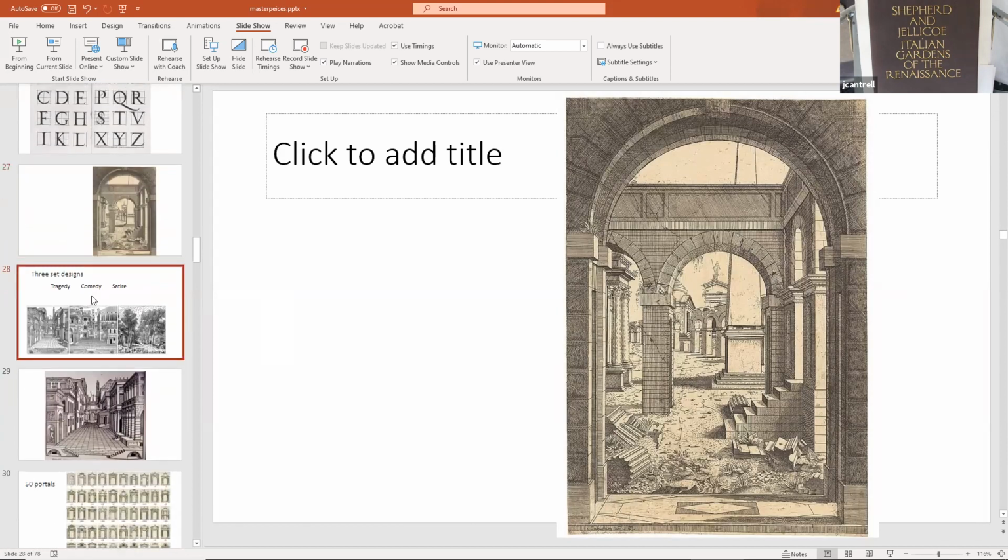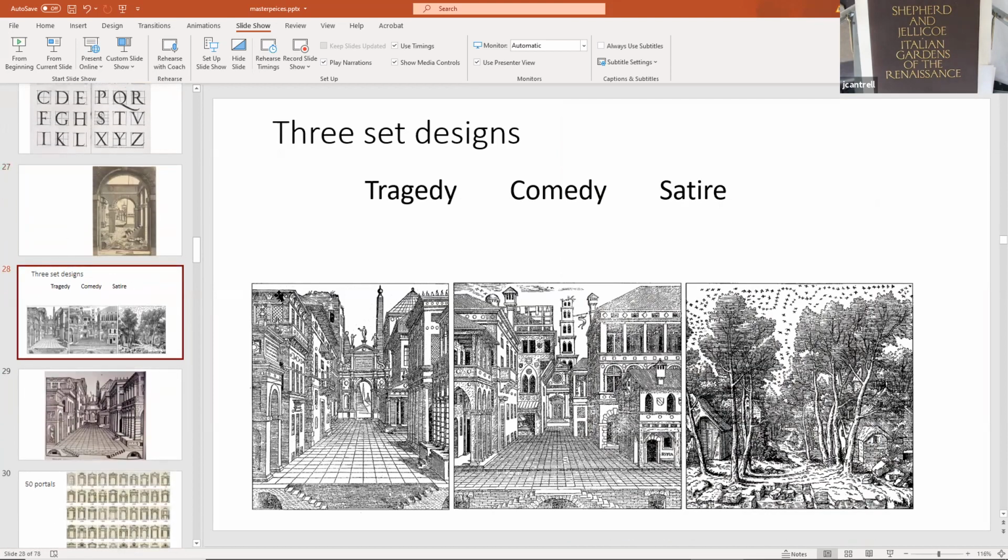This is a very famous classic scene of three ideal set designs: the first one tragedy, comedy, and satire. It's interesting when you look at the language of these drawings. The tragic one is the most linear one-point perspective. There's a portal at the center of the one-point perspective. The comedy kind of breaks the symmetry, and the buildings are asymmetrical, kind of irregularly placed. Of course, satire is the landscape.